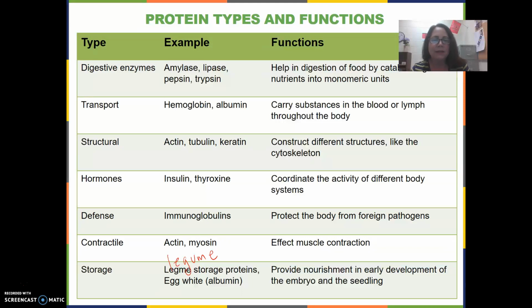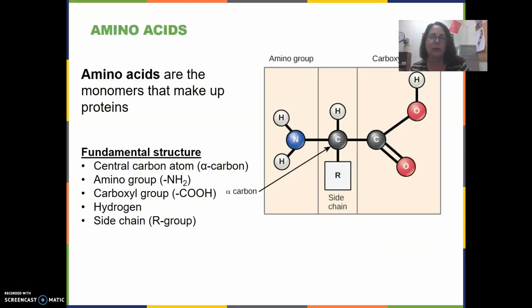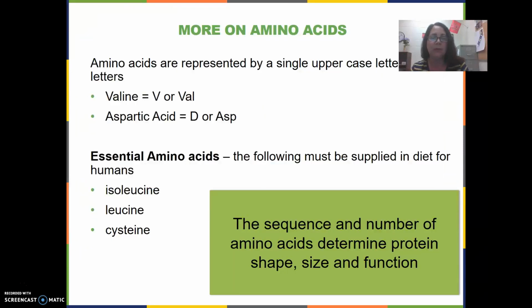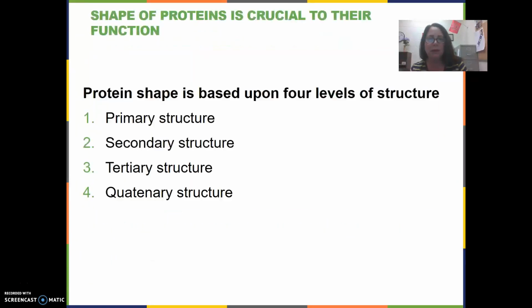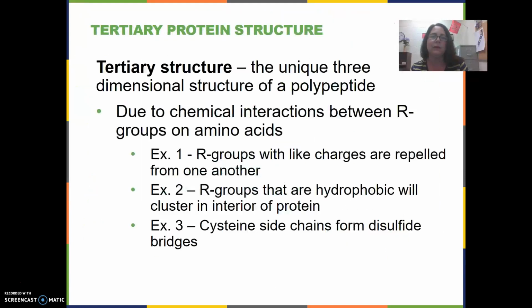and that provides nourishment to the embryo. And with legumes, since legumes are seeds, the storage proteins in legumes provide nourishment to the embryo of the plant. So egg whites provide nourishment to the embryo of the animal, and legume storage proteins provide nourishment for the embryo of the plant. Because plants have embryos as well.